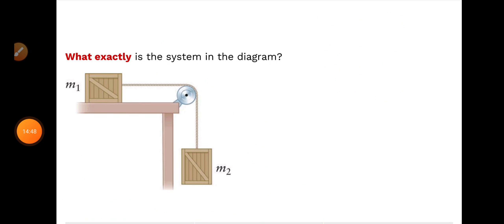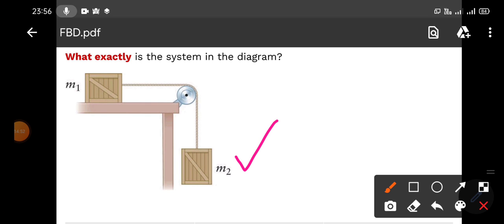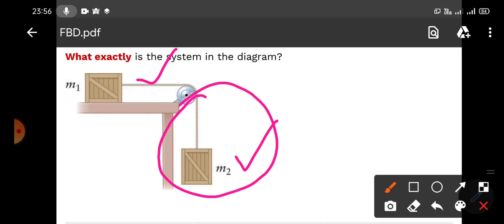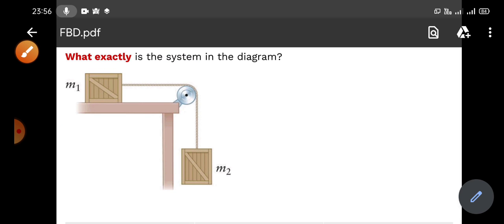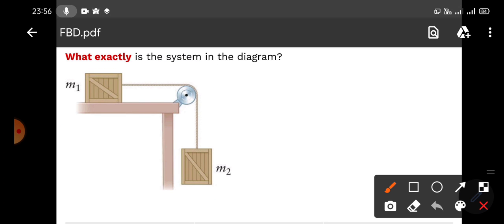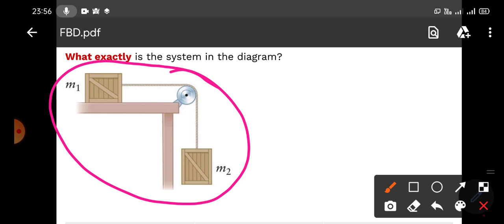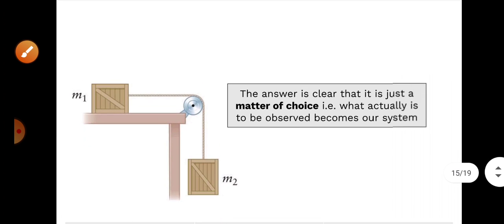Now this is the picture of a pulley system. So you have two masses, m1 and m2. Here we can take only m2 as our system, or only m1 as our system, or we can take both m1 and m2 as our system. So that means we can take anything as per our convenience. It is only a matter of choice. What is actually to be observed becomes our system.